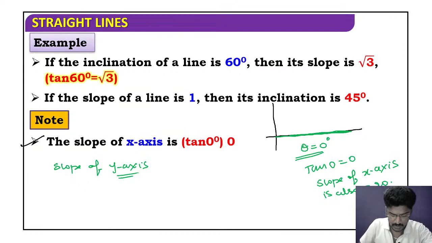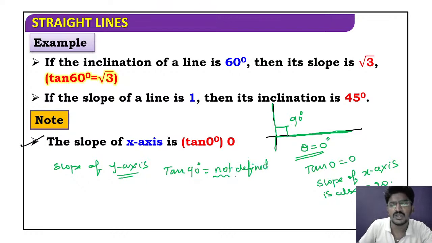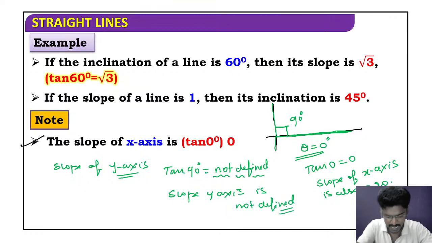Okay. Very good. Because you can just see that here y-axis is perpendicular to x-axis. Therefore, angle is 90 degree, and we all know that tan 90 degree is not defined. Therefore, slope of y-axis is not defined. Very good. Right answers.